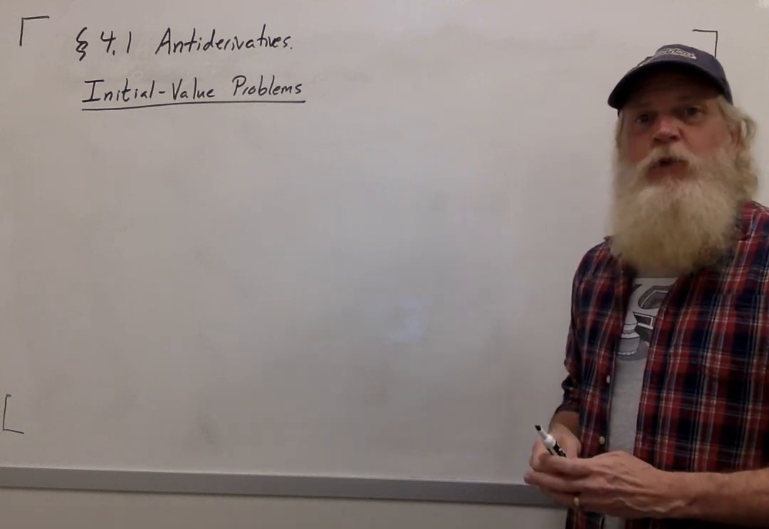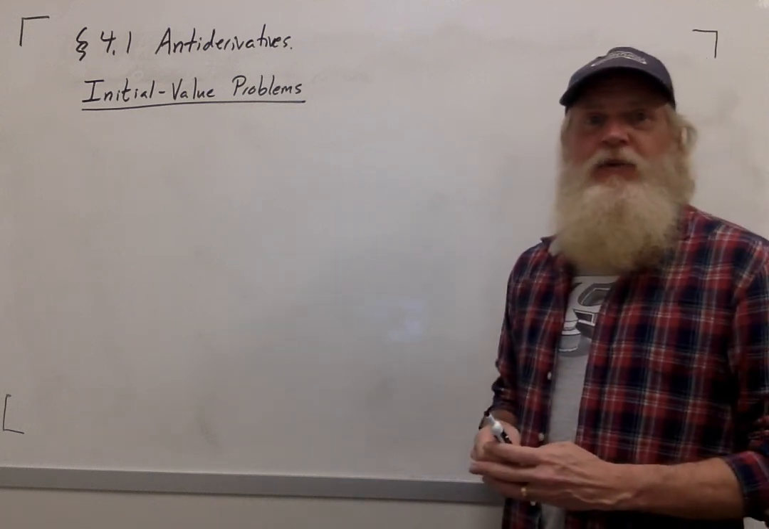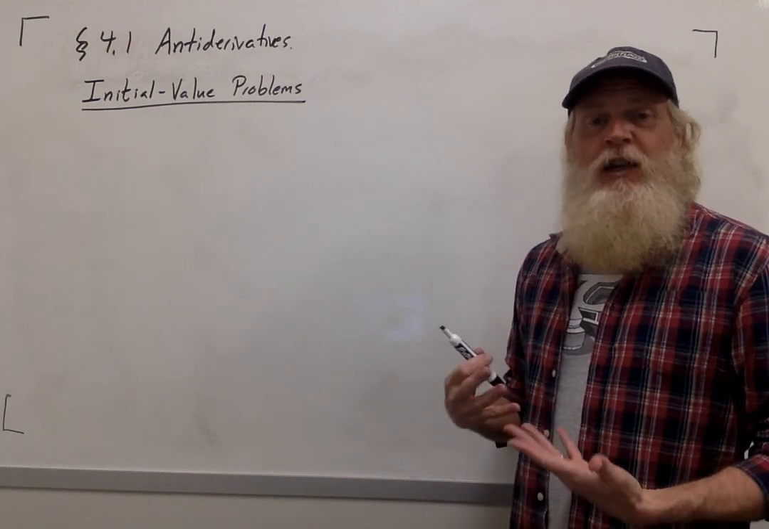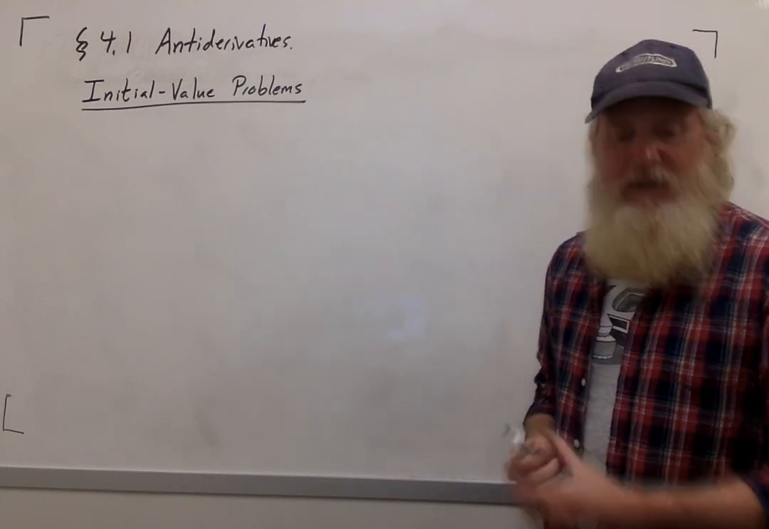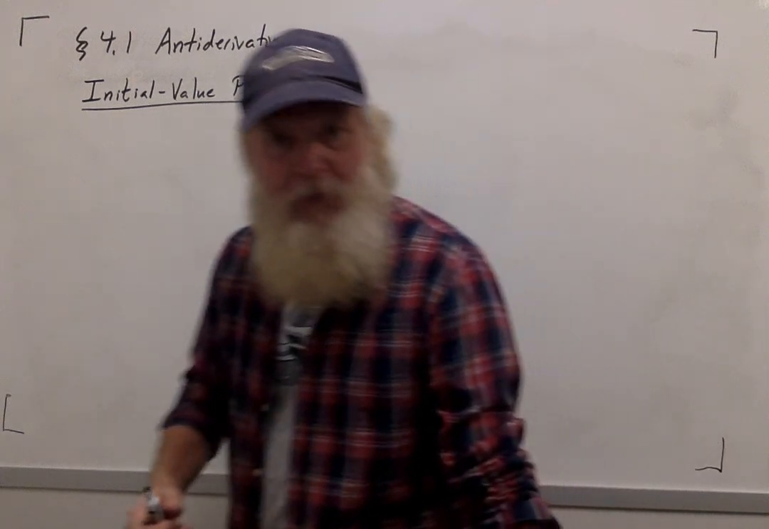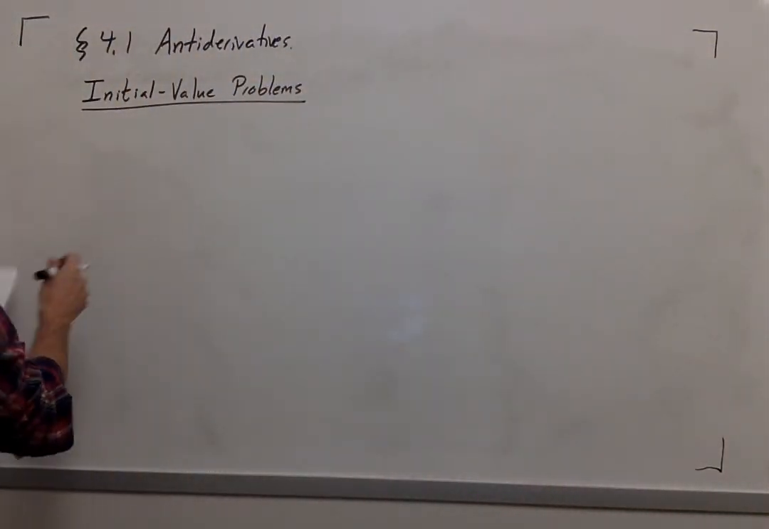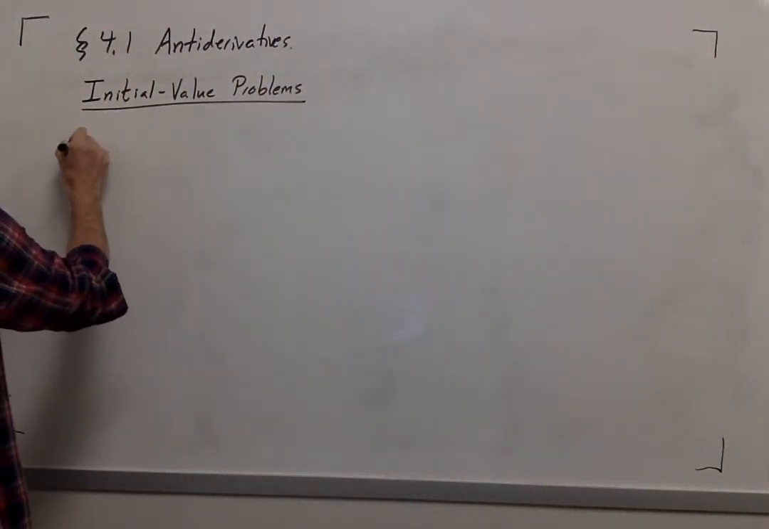We're going to finish up section 4.1 with an application of antiderivatives. And this will also give us a reason to understand why it's important to remember the plus c when we find antiderivatives. I'm going to introduce this in the context of an example from the book. This is problem number 38.